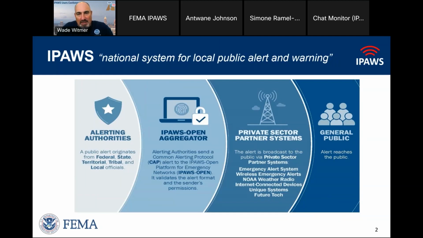So the P in IPAWS is important to remember: the public. IPAWS is for supporting and delivering information to all of the public within a given area. We don't do directed messaging to, say, selected devices.